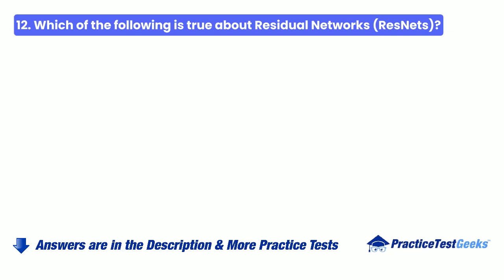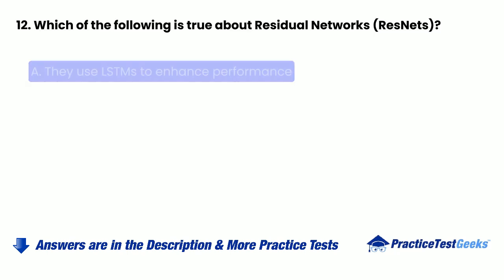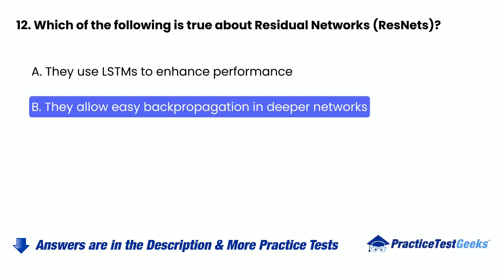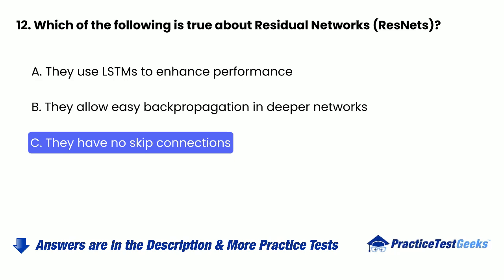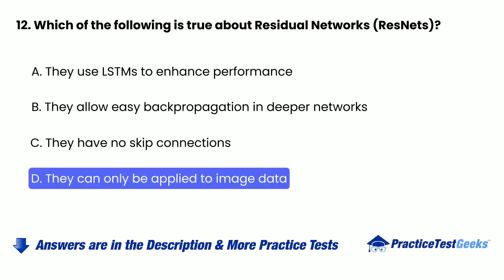12. Which of the following is true about residual networks, or ResNets? A. They use LSTMs to enhance performance. B. They allow easy backpropagation in deeper networks. C. They have no skip connections. D. They can only be applied to image data.